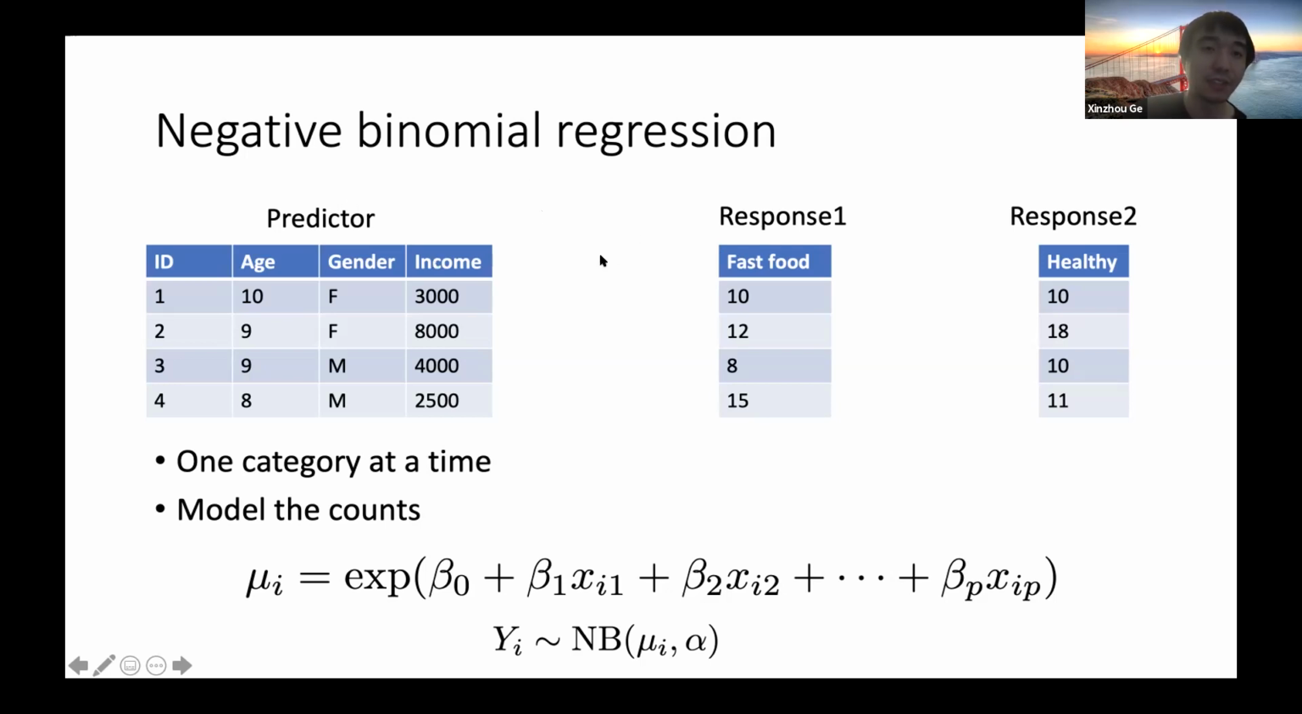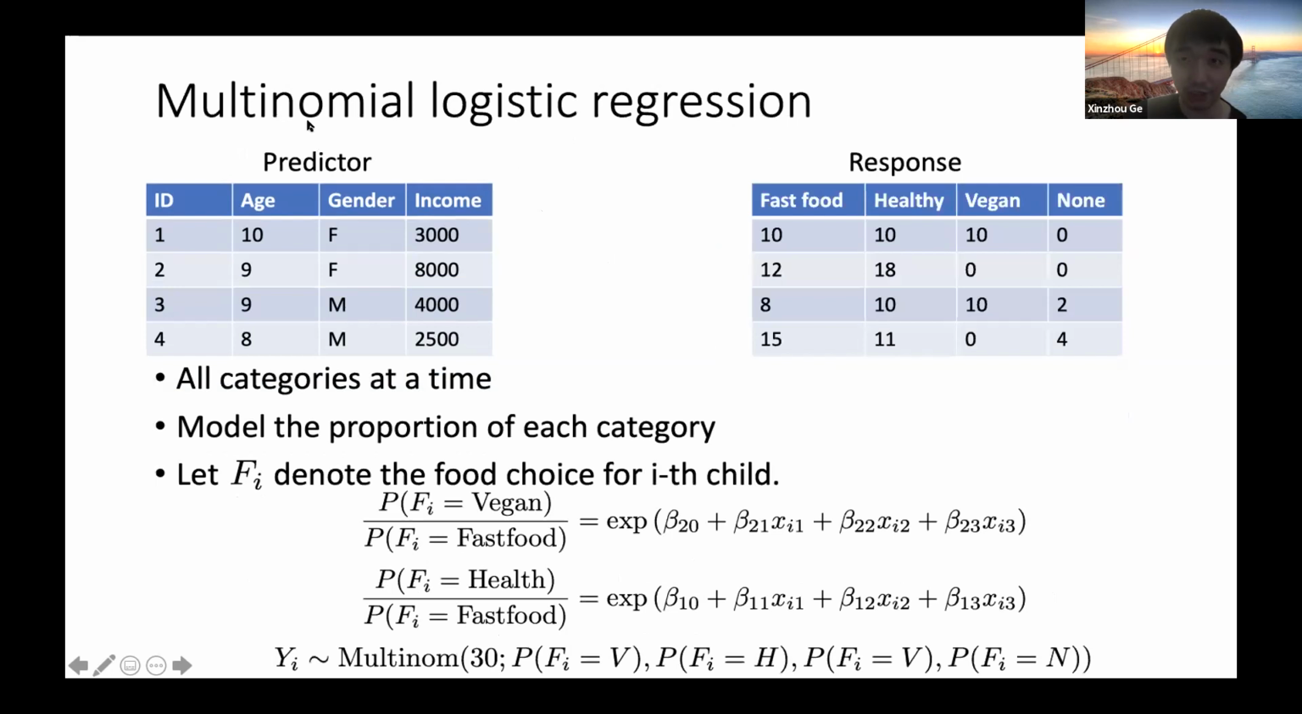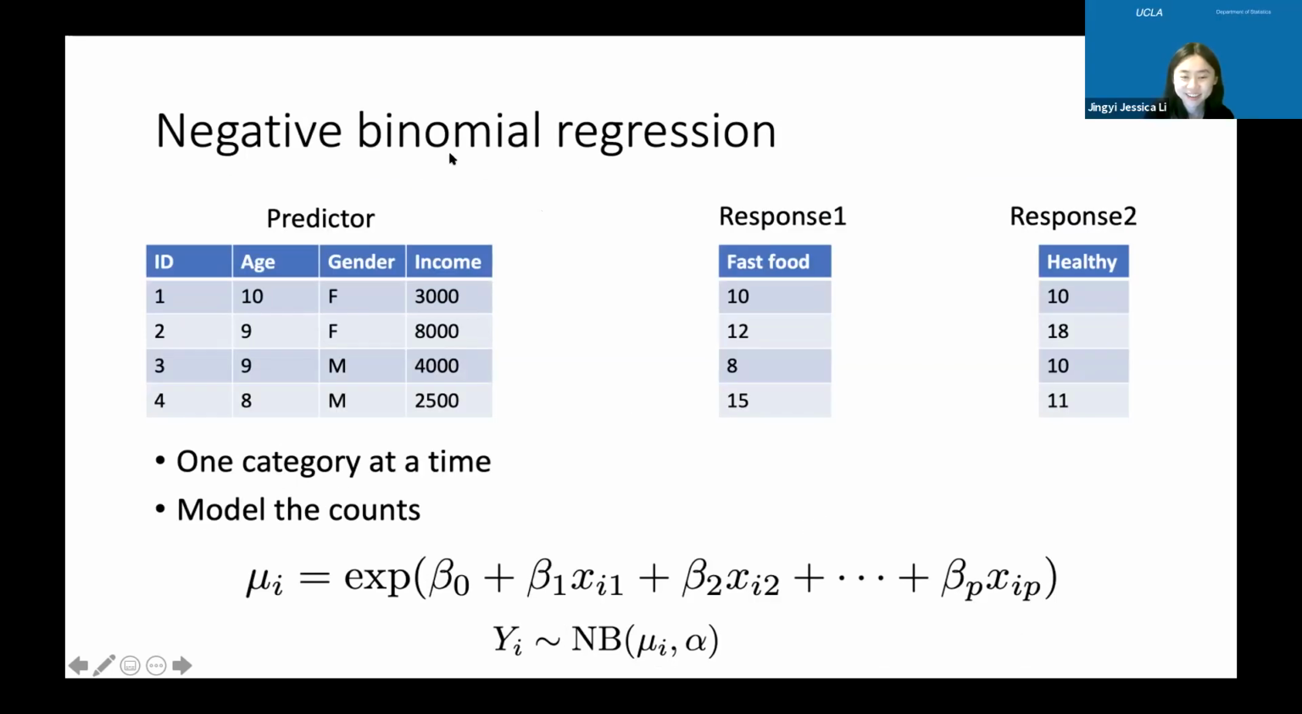And for the multinomial logistic, sorry. Xinzhou, maybe you can pause this here a little. Since Xinzhou just raised the point that he said the upper limit for each count of fast food cannot be greater than 30 because we have that 30 days per month. Then based on what I just said, what regression would be more appropriate here for this particular case if we consider that upper limit?